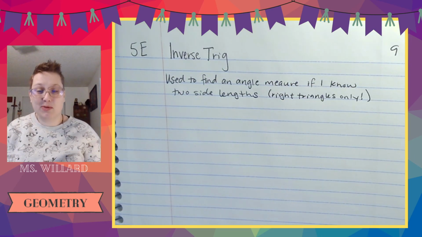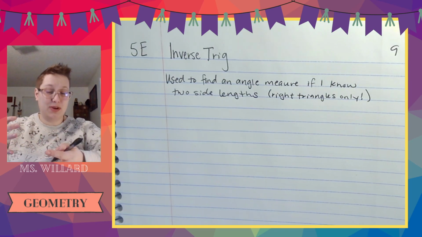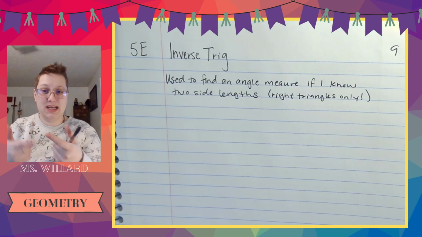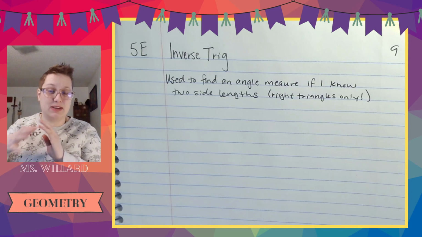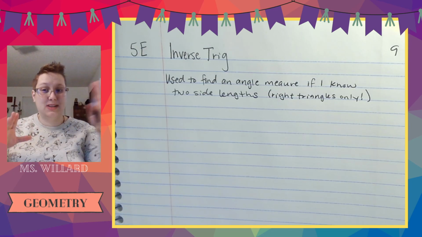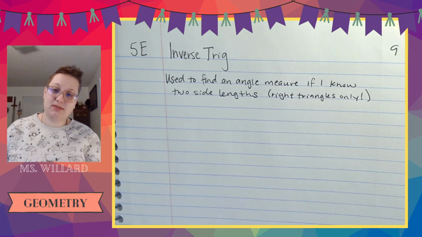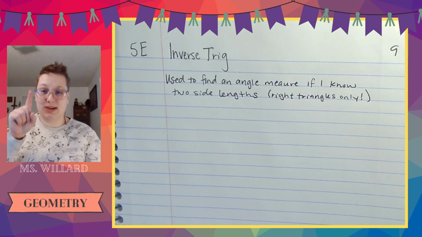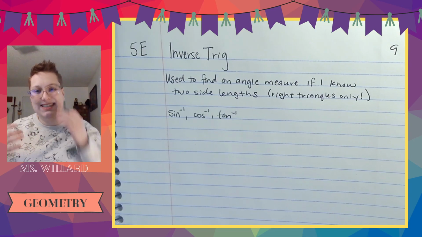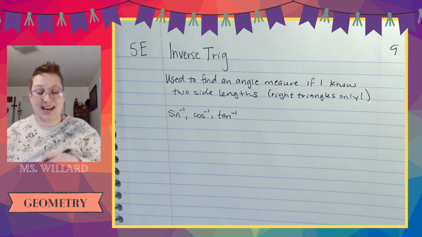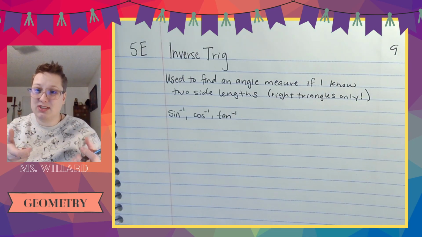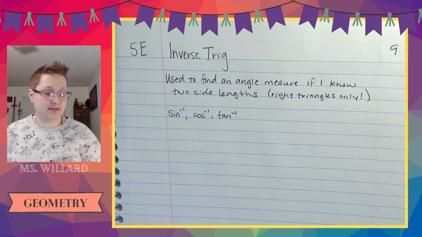What is inverse trig? Well, we know now that SOHCAHTOA is finding the ratio at a certain angle. So if it's 30 degrees, it'll always be the same ratio, even if the triangle gets bigger or smaller. So inverse trig has a little -1 as a power. And we don't say sine to the power of -1. What we say is sine inverse, cosine inverse, and tangent inverse.